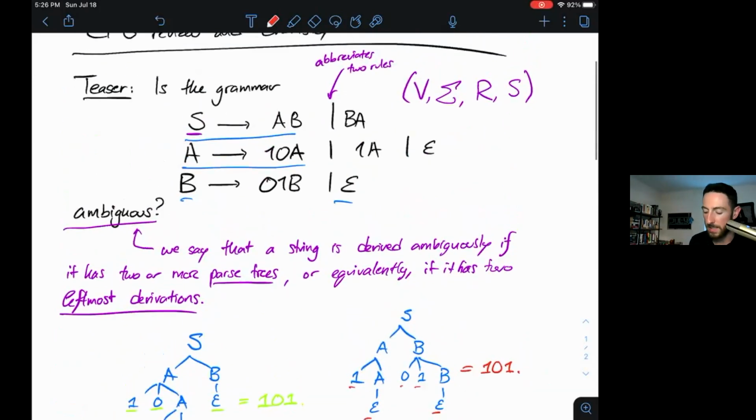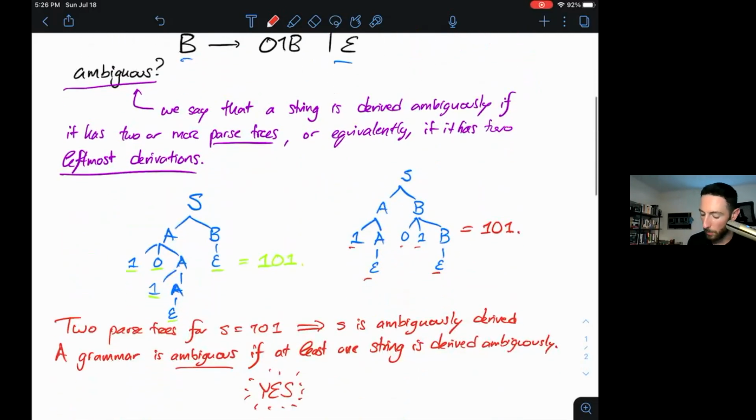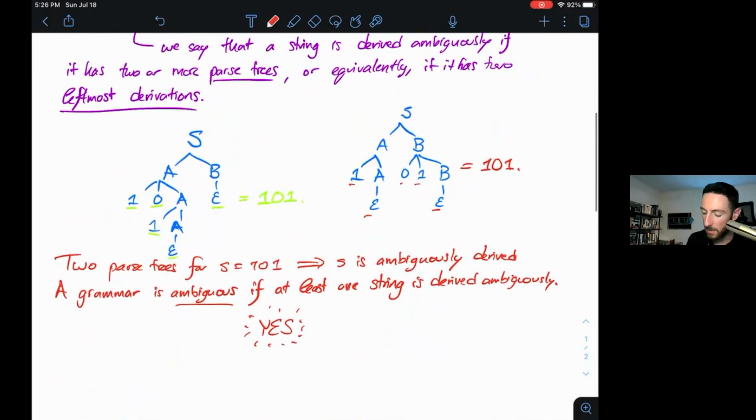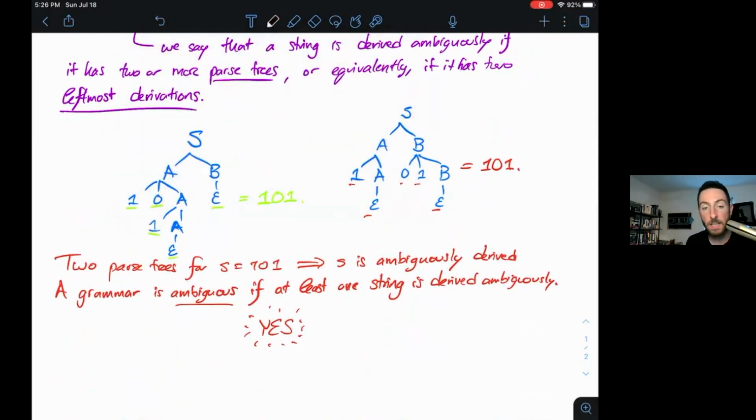So the answer to this teaser is yes. We gave a grammar, we looked at the grammar and tried to figure out, is it ambiguous? To prove that it was ambiguous, all we had to do is find some string with 2 or more parse trees, or equivalently, 2 or more leftmost derivations. It's slightly harder to prove that a grammar is not ambiguous.